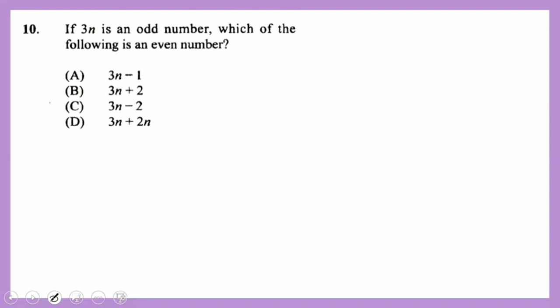Number 10, if 3n is an odd number, which of the following is even? Of course, we know if we have an odd number, you can add or subtract 1 to get an even number. If we have an even number, the same applies to get an odd number. All right, 3n is odd, which means, as I just said, if I subtract 1 from that, then I get an even number. No need to go any further.